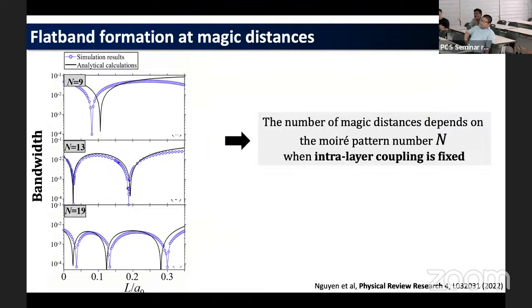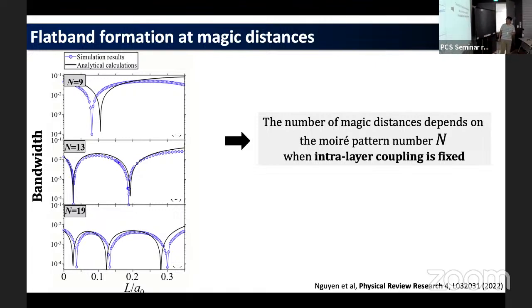I change, for example, the number n, so we don't have the same moiré, and we tune the distance. As you can see, for different n, we have a different number of magic distances. We call it the magic distance because at this distance, the bandwidth vanishes.